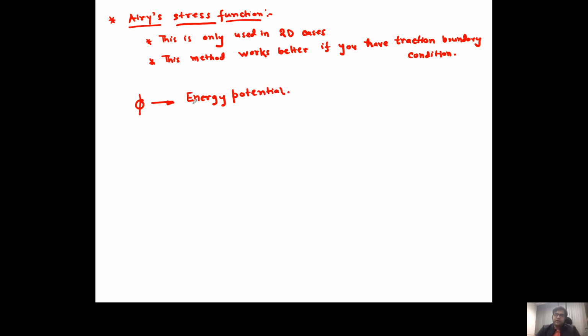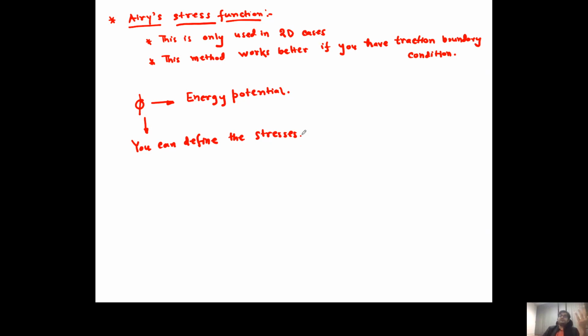Now, you may ask me that if phi is energy potential, why are we not calling it Airy potential function or Airy energy potential function? That is because using this phi, you can define the stresses. So that is why we call it Airy stress function. So there is a single energy potential, and using that potential, you can define all the stress components. Obviously, in the 2D case we are talking about. For 3D, Airy stress function is not used, right?